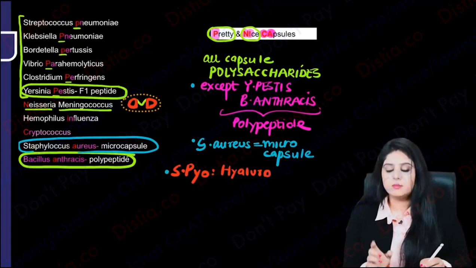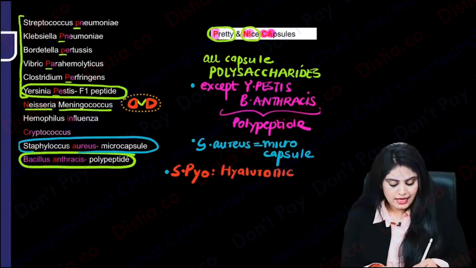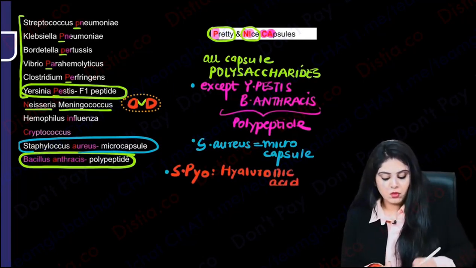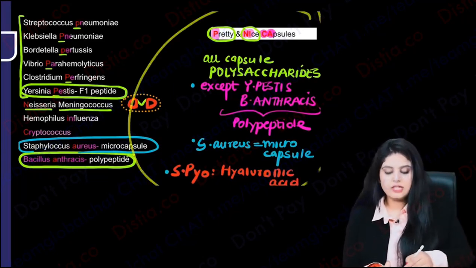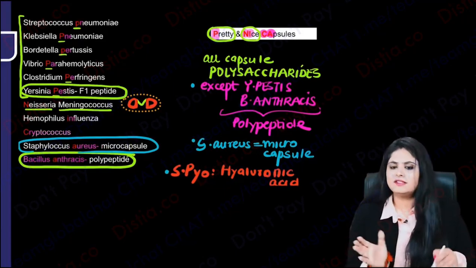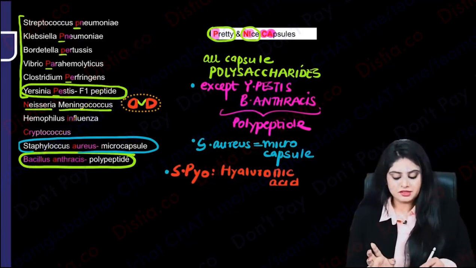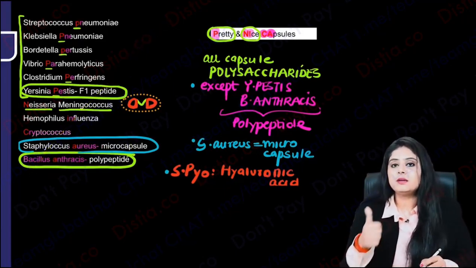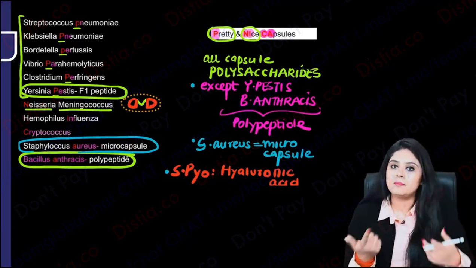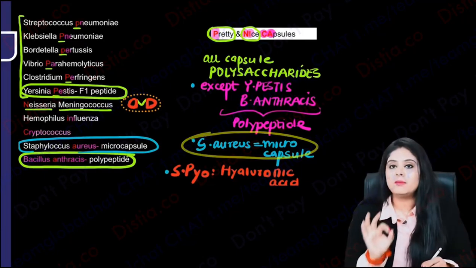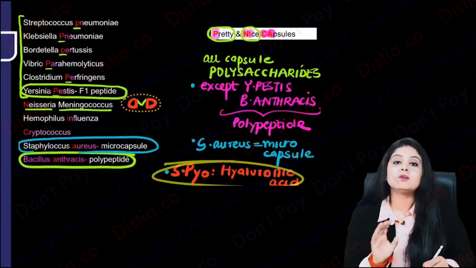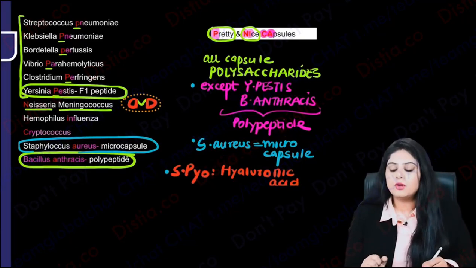That is also not a polysaccharide. That is hyaluronic acid, which is important. So that makes up all the capsular changes. These are bullet points. Does the examiner like rules? No, the examiner loves exceptions. Quickly repeat. Yersinia pestis and Bacillus anthracis are polypeptide. Staph aureus has a very small microcapsule, and Streptococcus pyogenes at times can have a hyaluronic acid capsule.